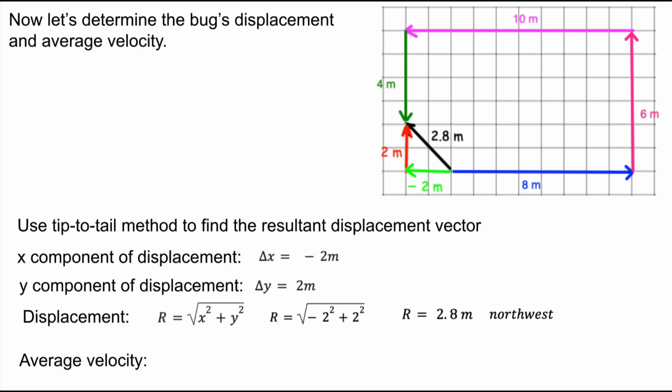Well, what about its average velocity? Well, the average velocity is just going to be the displacement, which is delta x, divided by the time, and the time in this case is still 8 seconds. So we're just going to say 2.8 meters to the northwest divided by 8 seconds. So I get 0.35 meters per second to the northwest.